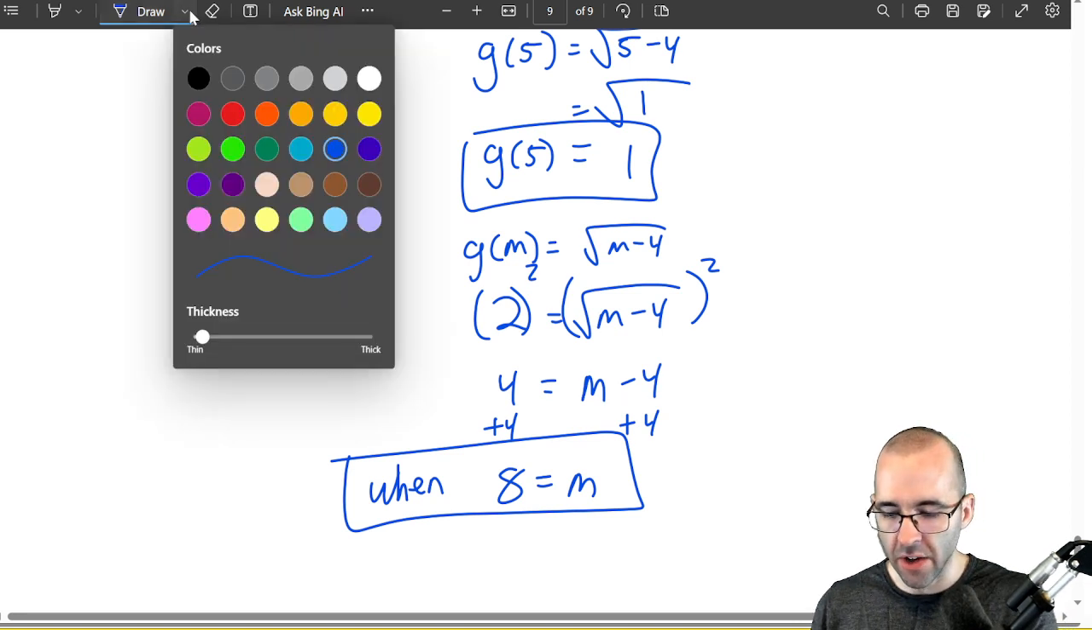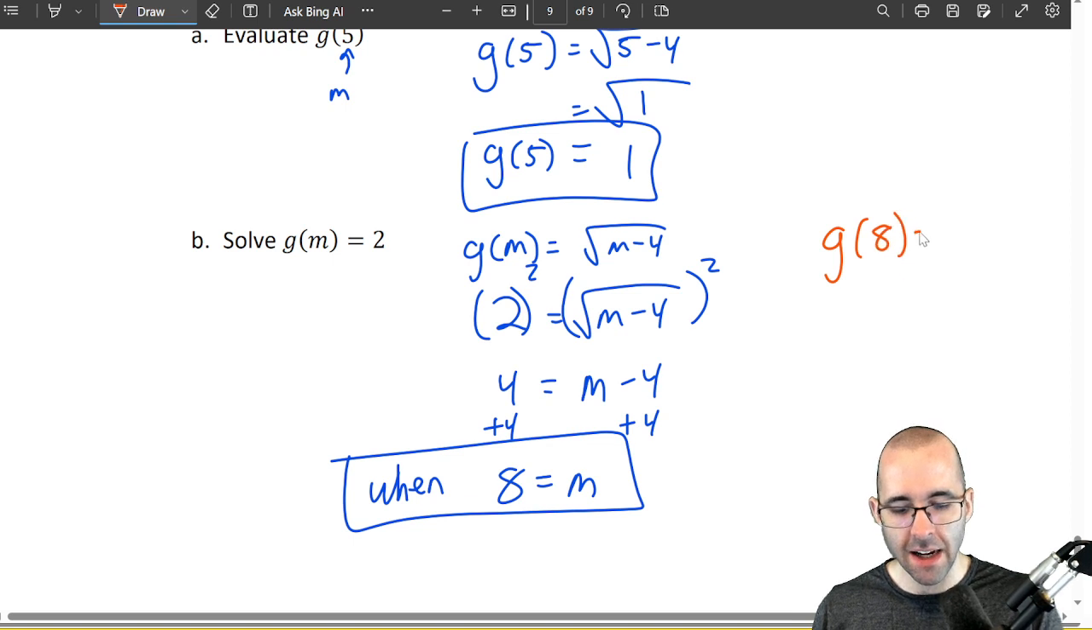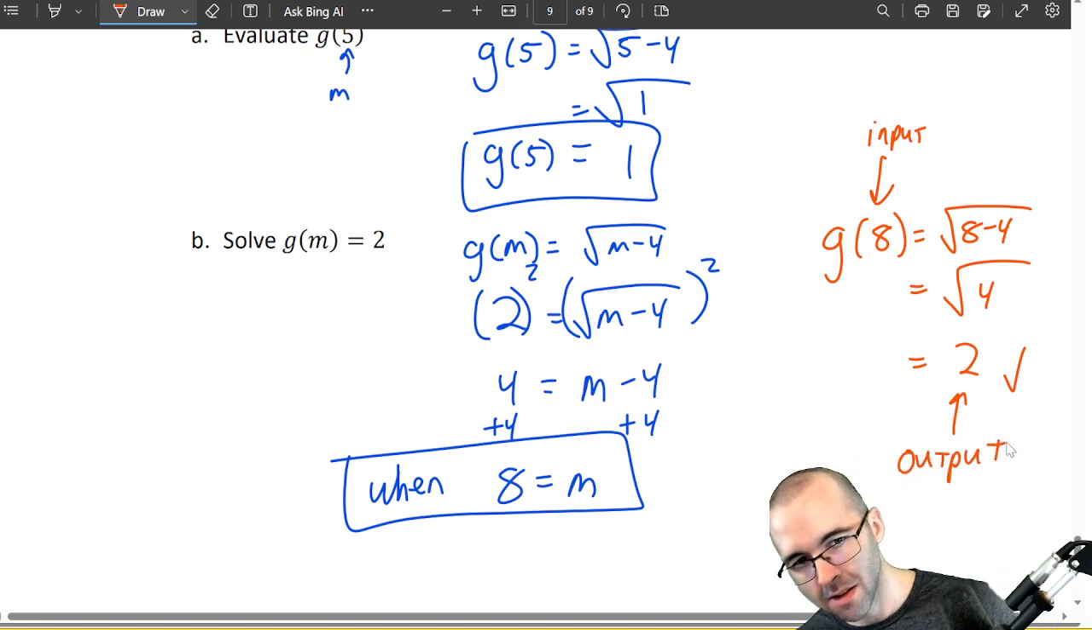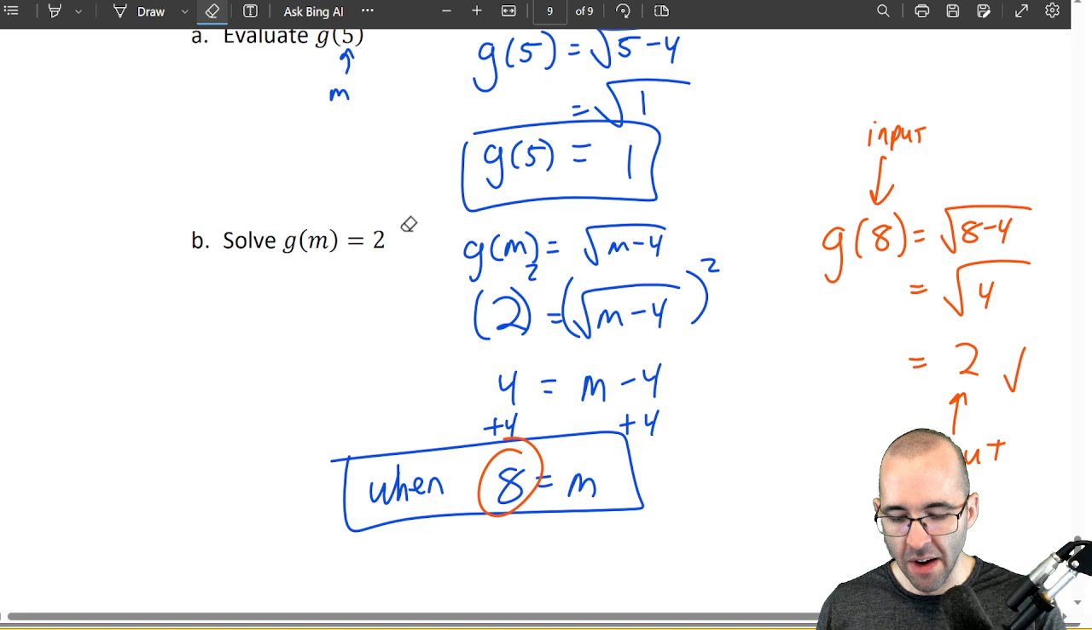And again, you can check your answer over here by saying what happens when I plug in 8 into our formula. Square root of 8 minus 4. That's the square root of 4. That's 2. Great. G of 8 equals 2. An input of 8 gives an output of 2. This is exactly what we wanted. The output is 2 when the input is 8. Let me know if you have any questions.